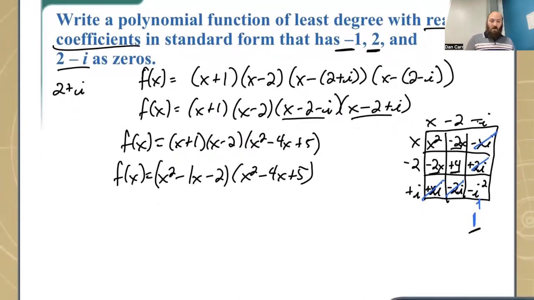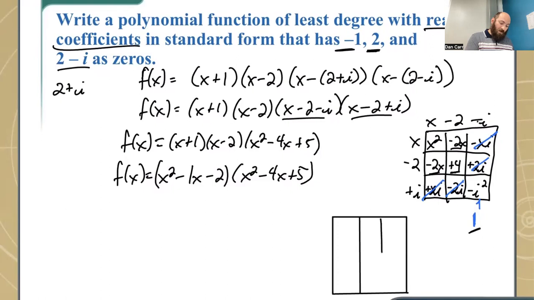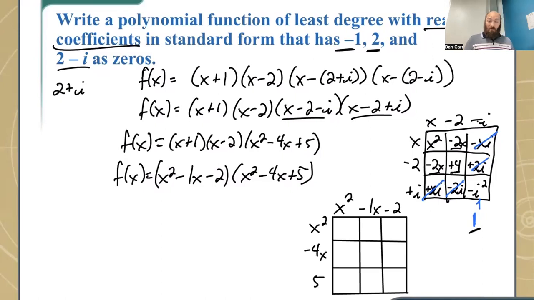My last step is to distribute this. I'm going to do one more 3x3 box. Okay. Since I have 3 terms times 3 terms, that's what's nice about this. If you use a box method like this, your rows and columns will be the number of terms in each thing you're multiplying. So I've got 3 and 3, so I'm going to go with 3 rows and 3 columns. So I got x squared, negative 1x, minus 2, x squared, negative 4x, and a positive 5.